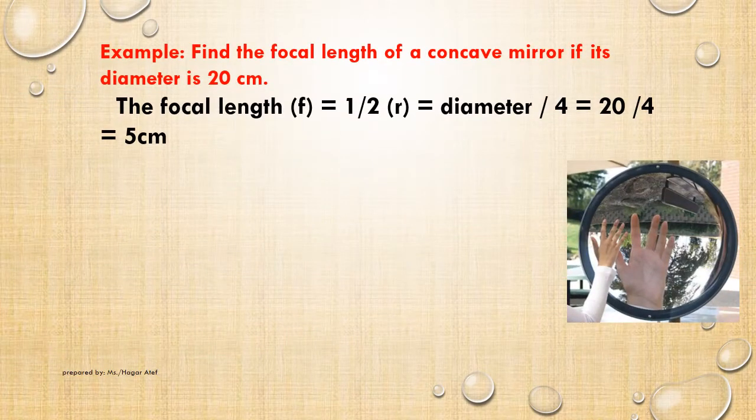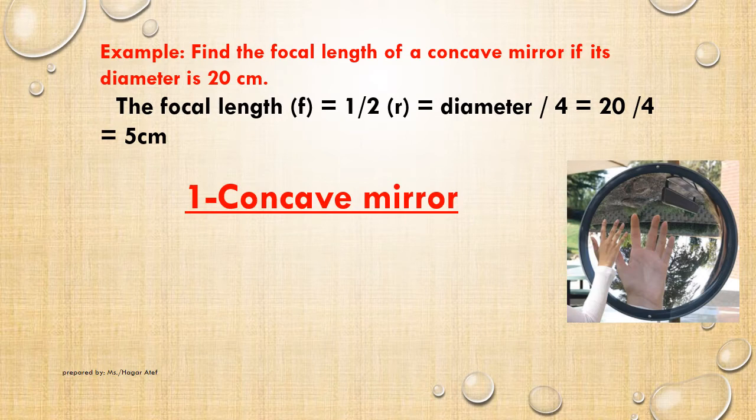For example, find the focal length of the concave mirror if its diameter is 20 cm. The focal length equals half of the radius, which equals the diameter divided by 4. So the focal length will equal 20 divided by 4, which equals 5 cm.